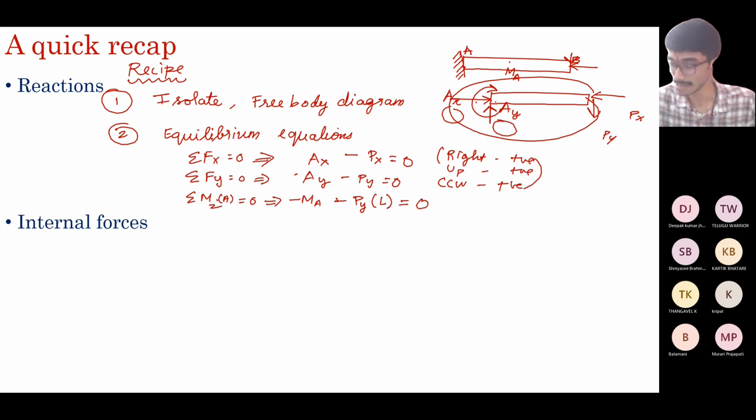PX is also acting through the same point, so that has 0 lever arm. For this example structure, this is how you solve it. You have 3 equations and 3 unknowns. This is one unknown, this is the other unknown, this is the other. You can solve for this.